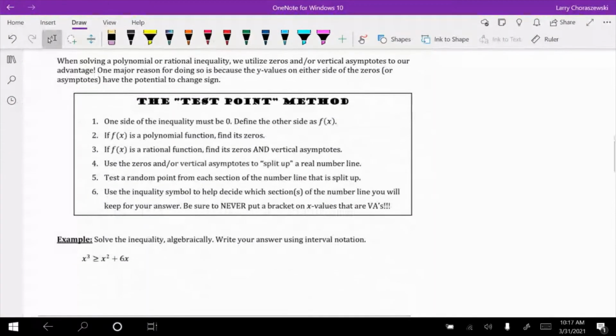All right, so the next topic is going to be more of an algebraic approach to solving inequalities with polynomials and rational functions. This is something that I refer to as the test point method. And if you've worked with inequalities like this before, say in Math 113 or a different math class with similar topics, you've probably done a sign chart method.